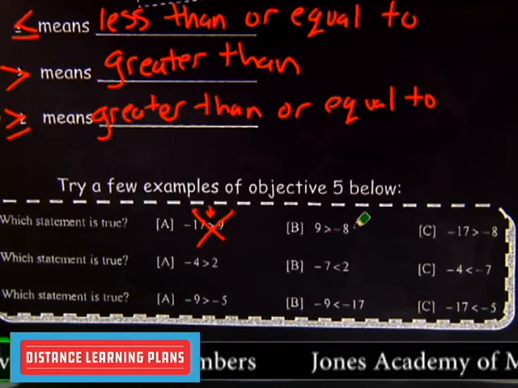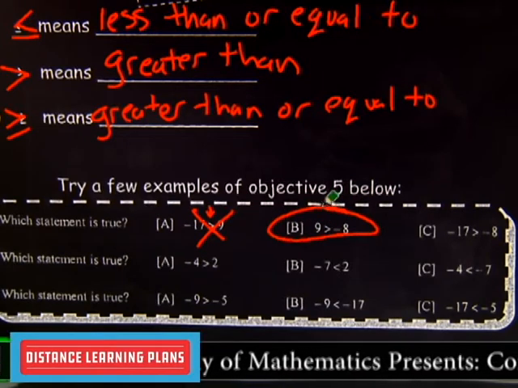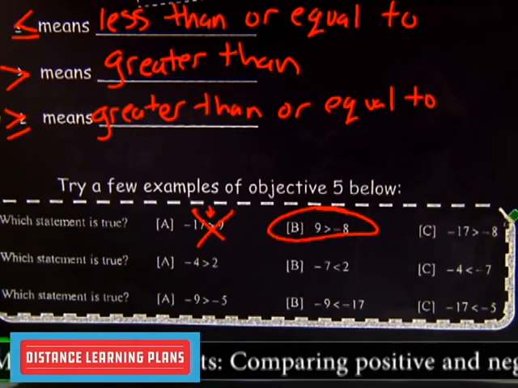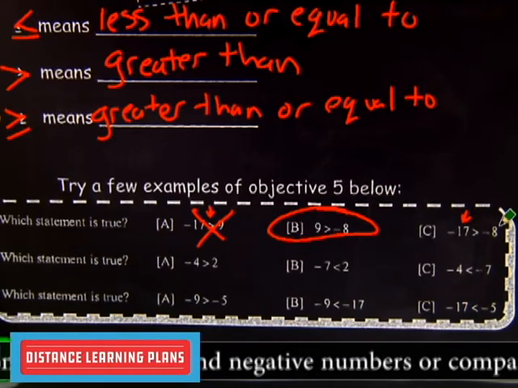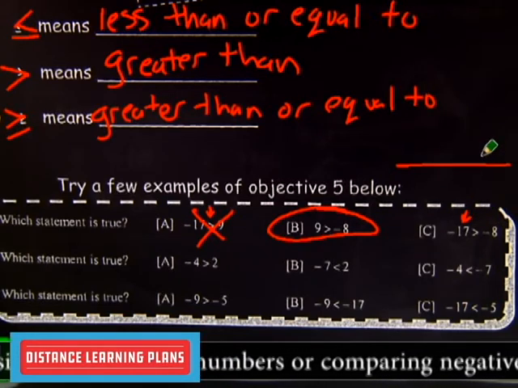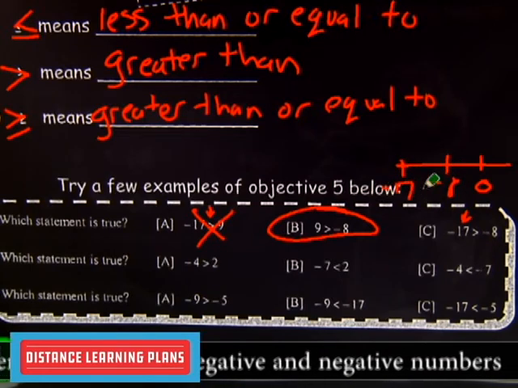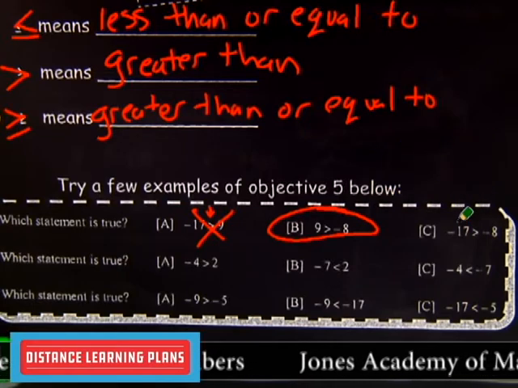Is 9 greater than negative 8? Yeah. Anything that's positive is going to be, so this better be false. Negative 17 greater than negative 8? Oh boy, that's tricky. But think, negative 17 is not greater than negative 8 because it's not. Here's 0, here's negative 8, and here's negative 17. Negative 17 is not to the right of. You want to be greater, you better be right of.